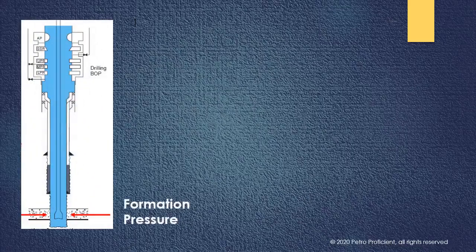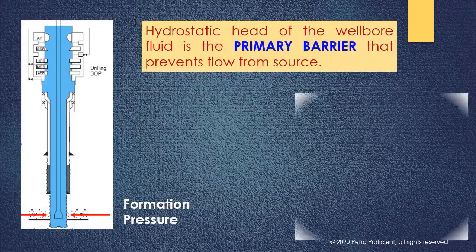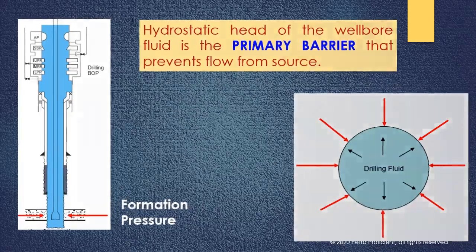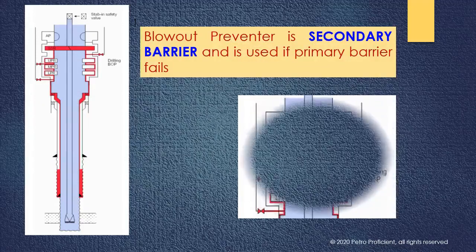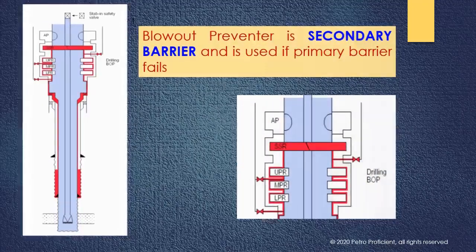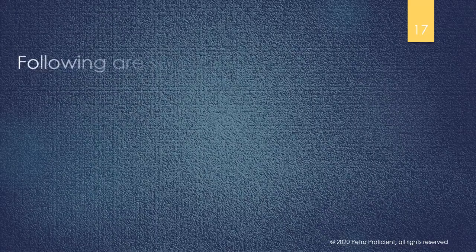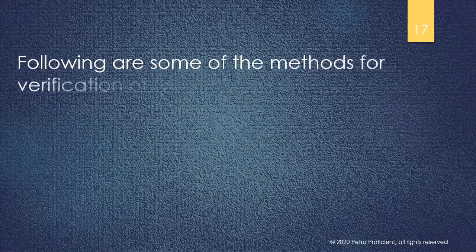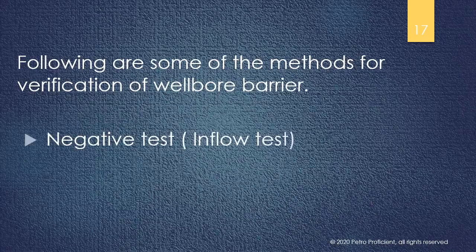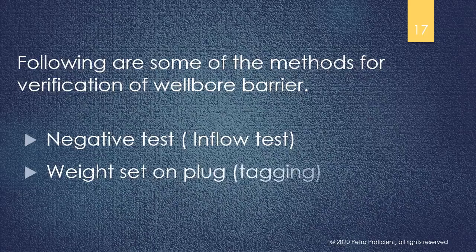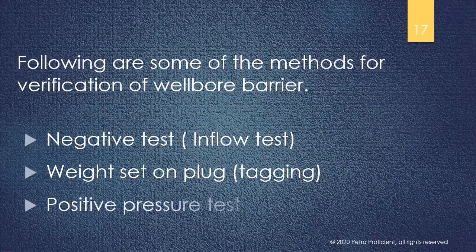Hydrostatic head of the wellbore fluid is normally the primary barrier. Blowout preventer is the secondary barrier and is used if the primary barrier fails. Following are some of the methods for verification of wellbore barriers: negative test, also called inflow test, weight set on plug or tagging, and positive pressure test.